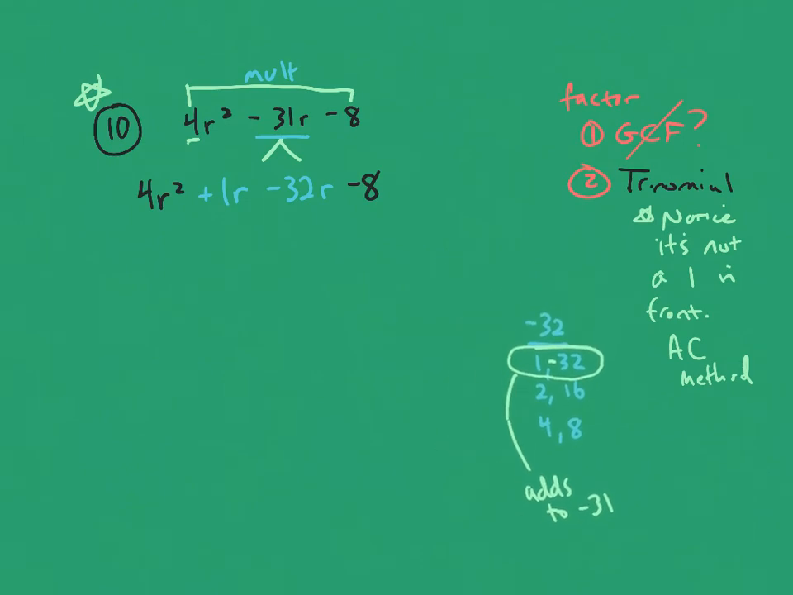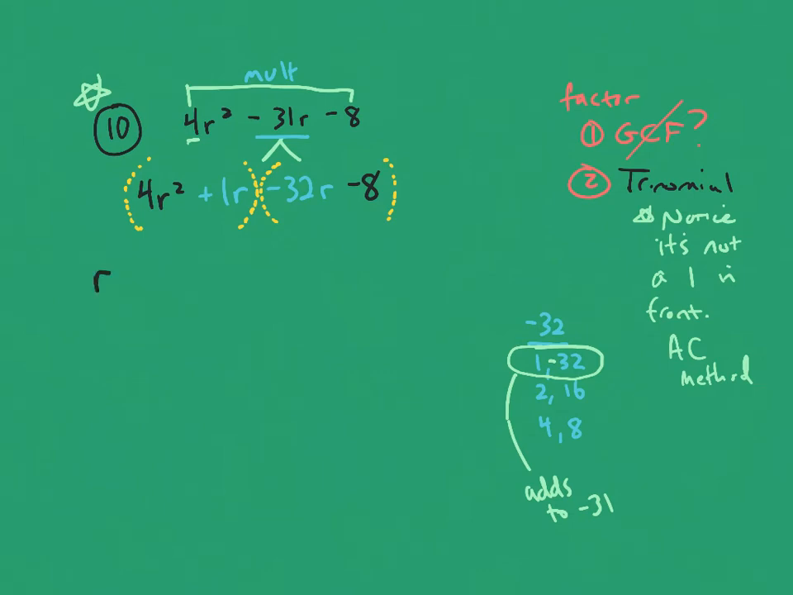Okay, and then next we're going to group and factor. So hopefully you can look at these pairs and say, oh, I can take r out of both of those. This one, I can take 8 out of both of those. Also, it starts with a negative here, so you want to factor out a negative 8. So we'll go ahead and do that.